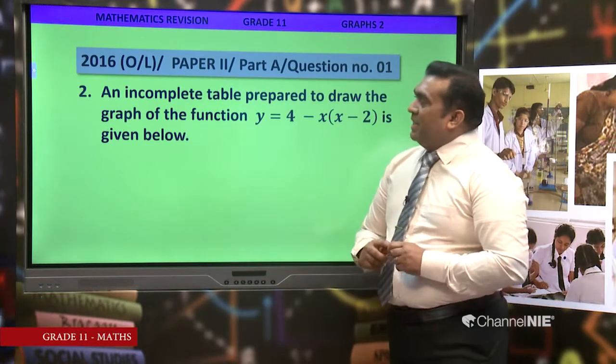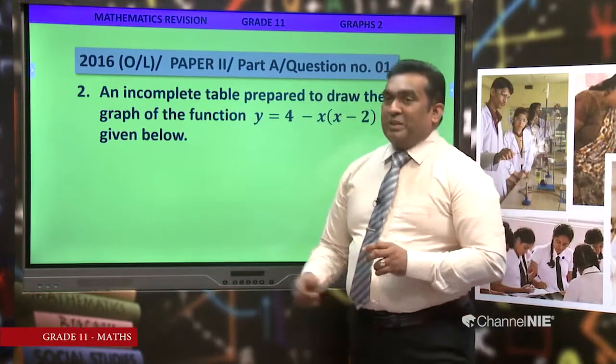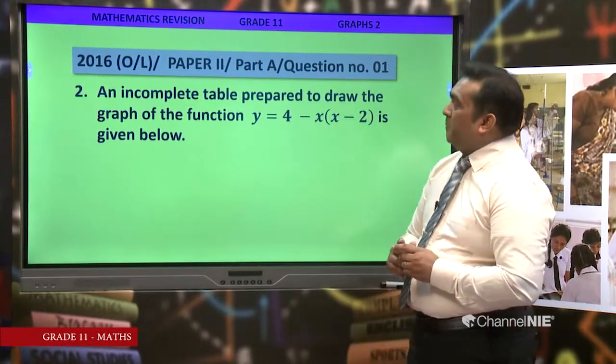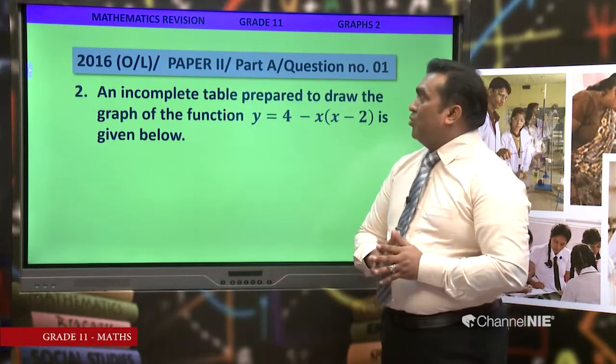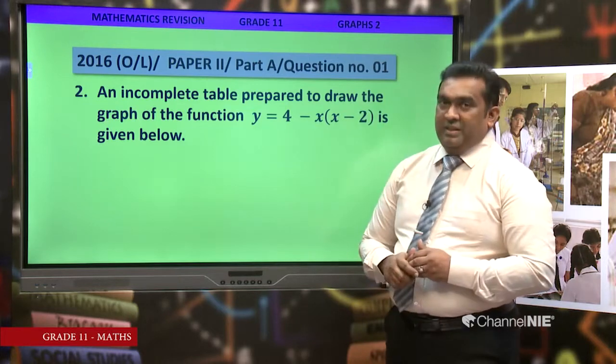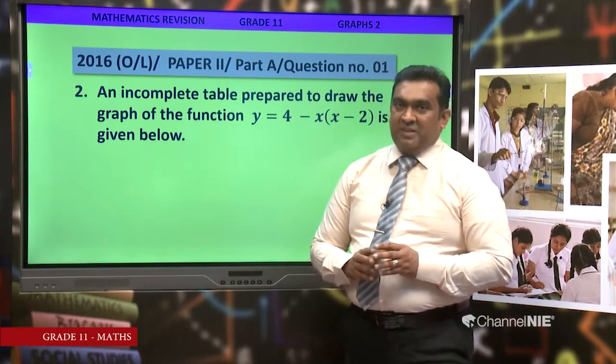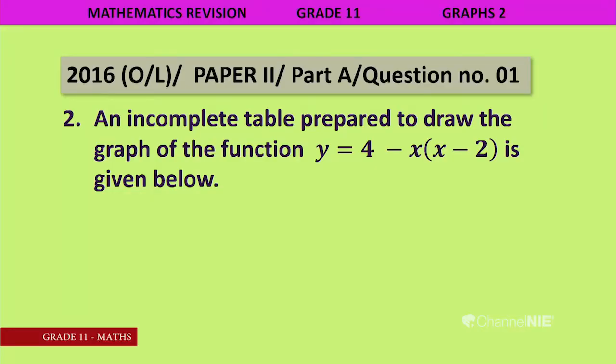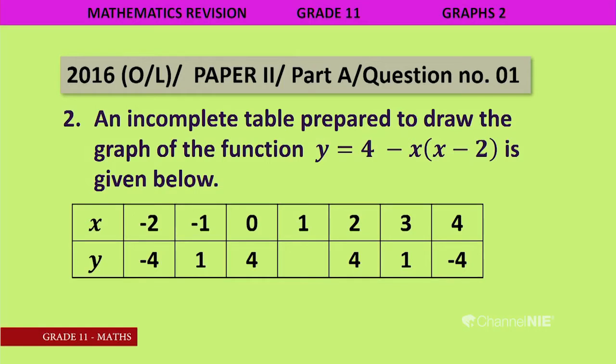Here, I got a 2016 O-level question paper. This is an essay type question, paper 2, part A, question number 1 in 2016, new syllabus. An incomplete table prepared to draw the graph of the function y equals 4 minus x times x minus 2 is given below. x equals minus 2, minus 1, 0, 1, 2, 3, 4. y: minus 4, 1, 4, here blank, 4, 1, minus 4.